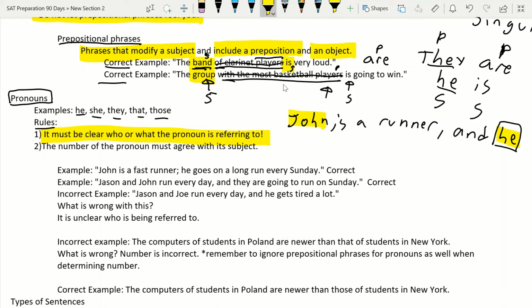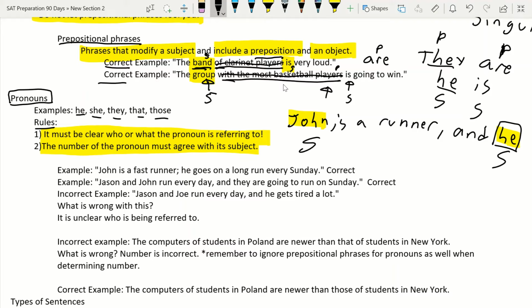The second rule of pronouns is that the number of the pronoun has to agree with its subject, right? So we can't say "John is a runner and they," because they is plural and John is singular. That would be a problem, right? We need to have this singular John match with a singular pronoun like he. We could have "Alyssa is a runner and she," right? We have to match the singular to the singular.